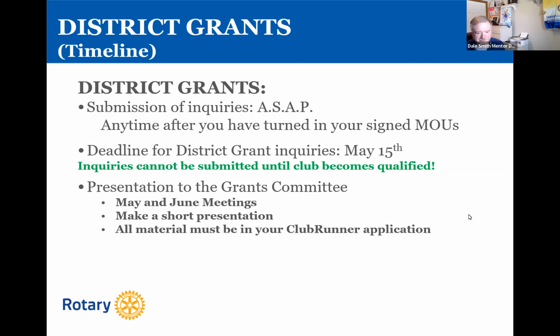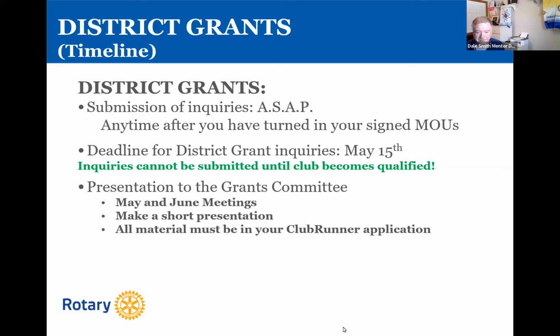Application sounds like a lot of work. It is not. It's 6 questions such as what is the project, who is the beneficiary, how will Rotarians participate. It's literally just 6 questions, and you'll see those at the end of the program. In May and June, we ask that you present to the grant committee a very short presentation that describes your projects, and the grant committee will then make a judgment on fundability for the project.